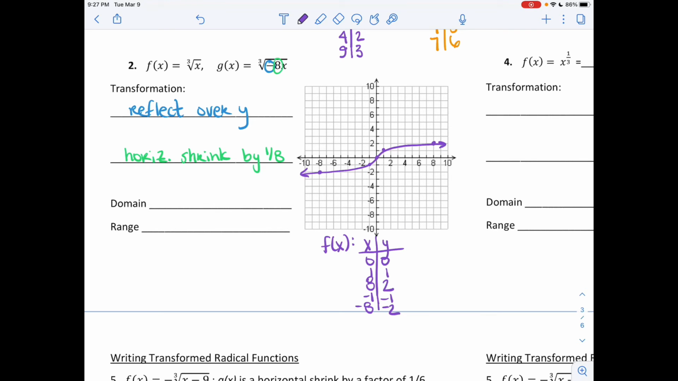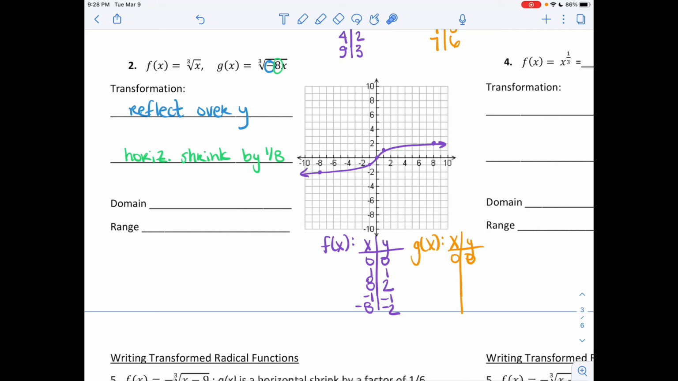Now let's do g of x. And I'll identify some x and y values. We didn't move up, down, left, or right, so that 0, 0 point will still be good. I can prove that to myself if I plug in a 0 here. Anything multiplied by 0 is 0. Third root of 0 is 0.